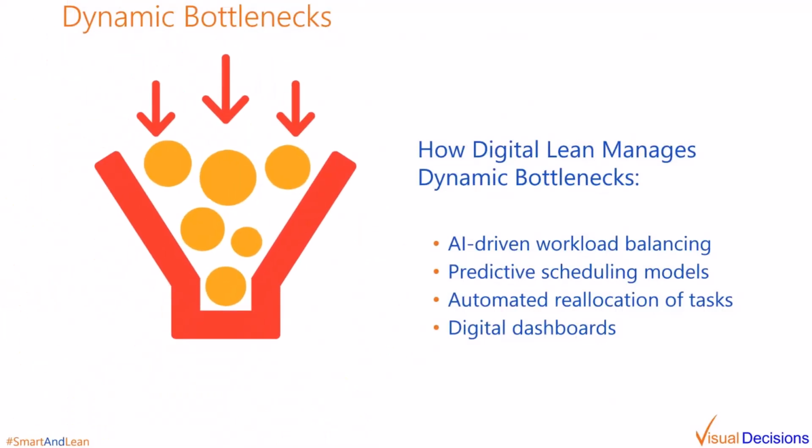So, bottlenecks in manufacturing are not always fixed in one location. They can shift based on demand, workforce availability, or machine performance. These dynamic bottlenecks are particularly challenging for lean systems, which rely on static process improvements that may not adapt quickly to changing conditions. When demand spikes or unexpected machine failures occur, traditional methods do not provide real time visibility into the shifting constraints.